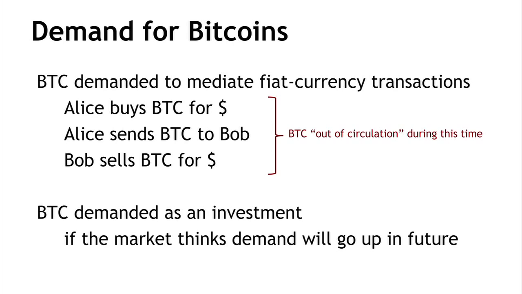The second source of demand is that Bitcoin is sometimes demanded as an investment. That is, somebody wants to buy Bitcoins and hold them in the hope that the price of Bitcoins will go up in the future and that they'll be able to sell them. So to the extent that people are buying and holding, those Bitcoins are out of circulation, but there's a demand to buy Bitcoins, at least depending on the price. When the price is low, you might expect a lot of people to want to buy Bitcoins as an investment. But if the price goes up very high, then the demand for Bitcoins as an investment won't be as high. So that's the second source of demand.